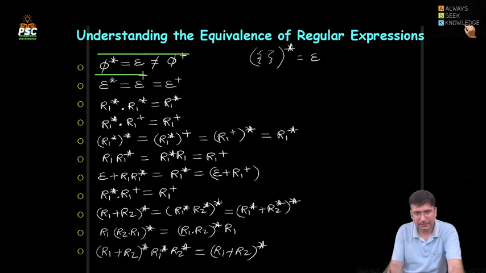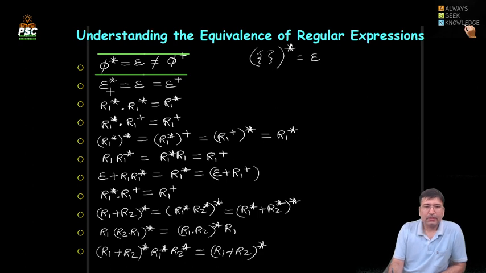Like this. Okay. Now move on to the next. If you put the Kleene closure on the null symbol, it will give you null only. If you put the positive closure on null, it will give you null only. So there is no variation, but in case of phi, you just remember this.